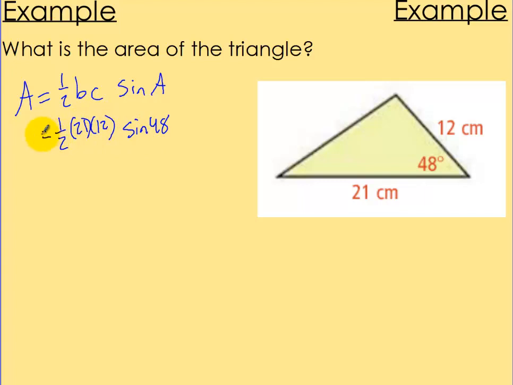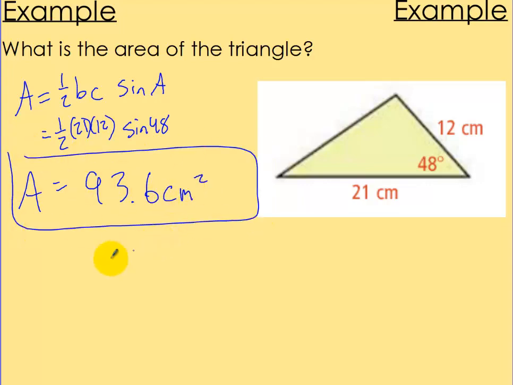And again, you're going to plug that into a calculator. So I'm going to go 1/2 times 21 times 12 times sine of 48. If you plug all of that in, what you're going to get is your area equals 93.6, well, just 93.6 centimeters squared. That's close enough. And that's it.